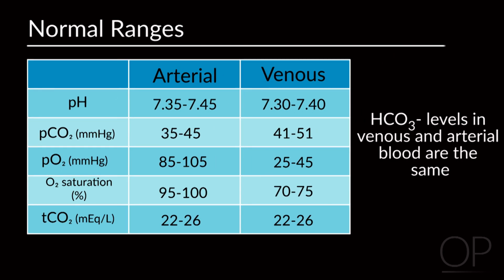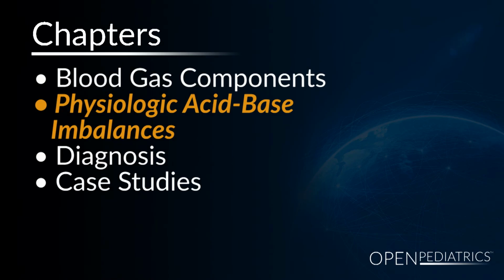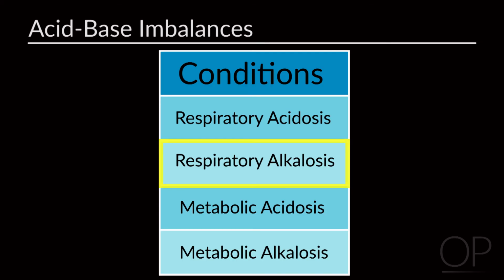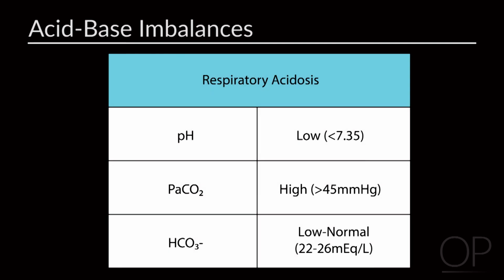Bicarbonate levels in arterial and venous blood will yield the same result. Understanding these normal ranges will allow the clinician to diagnose one of the 4 acid-base balance conditions. Physiologic acid-base imbalances. The 4 abnormal conditions diagnosed as physiologic acid-base imbalances are respiratory alkalosis and acidosis, and metabolic acidosis and alkalosis. The first condition we will discuss is respiratory acidosis.